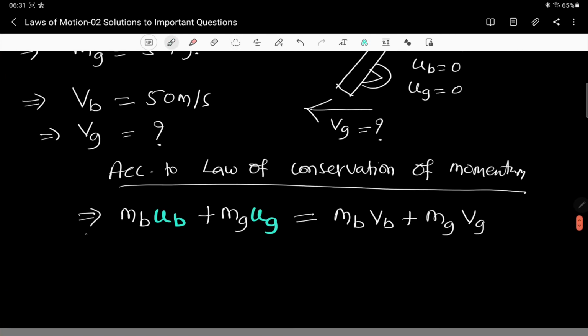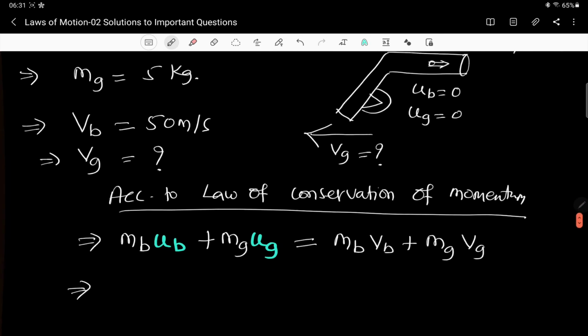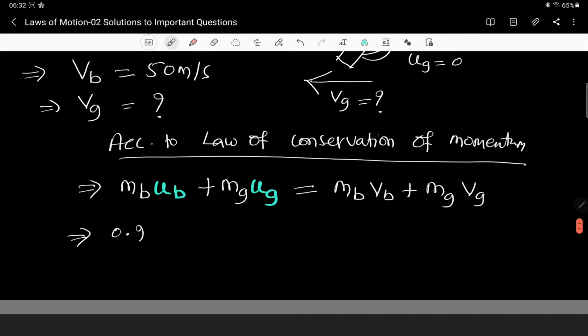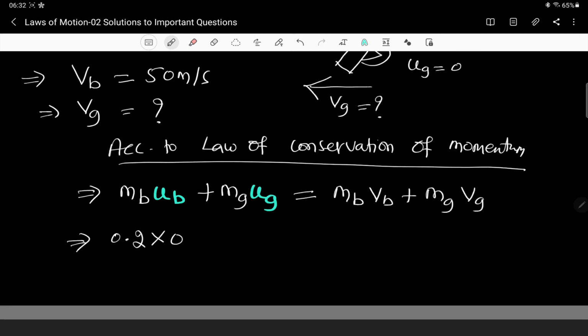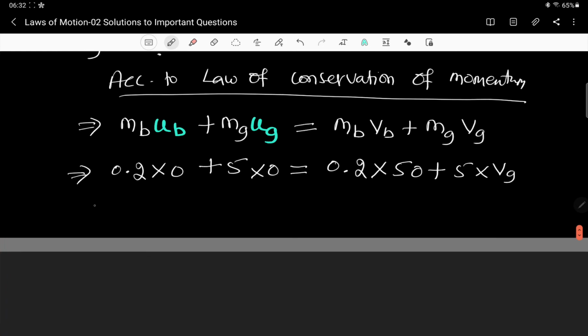Now let us try to understand this. mb means mass of the bullet. Mass of the bullet is 0.2 kg, right? So it becomes 0.2 into 0, because the initial velocity of the bullet is 0, plus mass of the gun is 5 kg into 0, and the mass of the bullet is again 0.2 kg into the velocity of the bullet, 50, plus mass of the gun 5 kg into vg, which we don't know, that's what we are supposed to calculate.